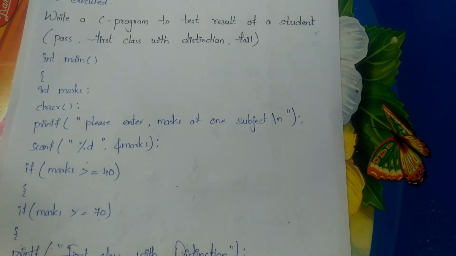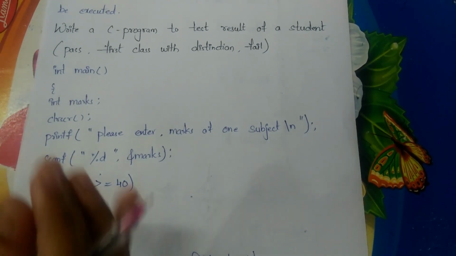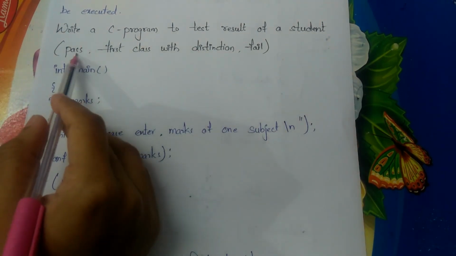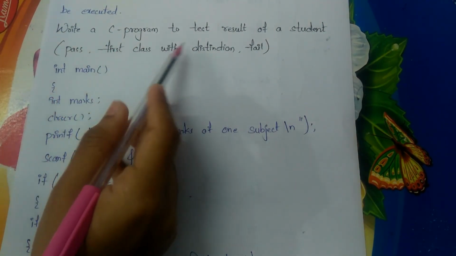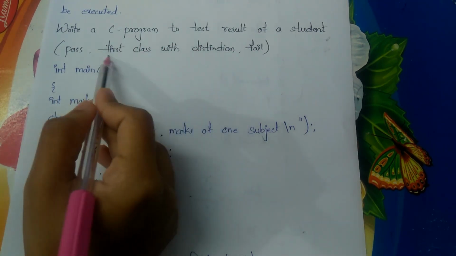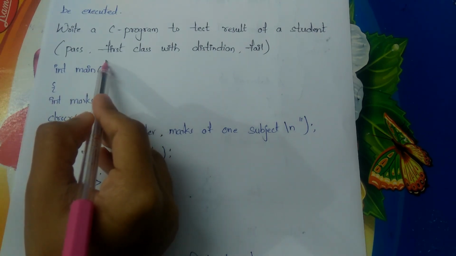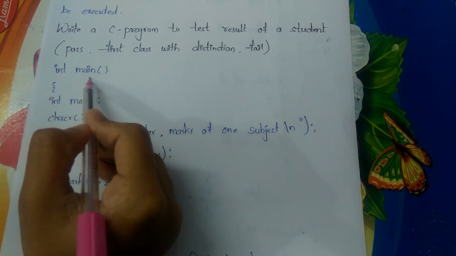Let's see one program on nested if else. Write a C program to test the result of a student. The result of the student can be pass, first class with distinction, and fail. So there are 3 chances. Now we have to write a C program by using the nested if else. Before this we include the header files. Now it starts with the main function.